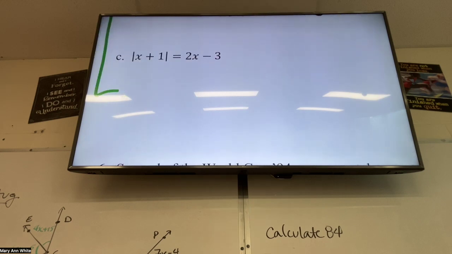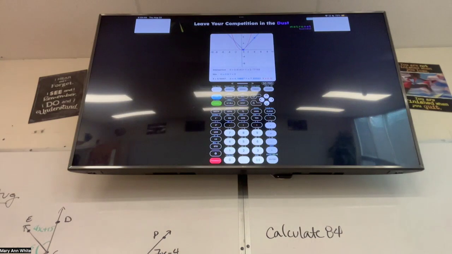x plus 1, 2x minus 3. 2x minus 3. And then if you have your absolute value signs up, just use them. If not, remember, go back to math, NUM, and then press enter. Okay, correct. Oh, nice. They only have 1 point of intersection, so that'll be pretty easy to find. Left bound, right bound. I get 4. Okay, that's nice.